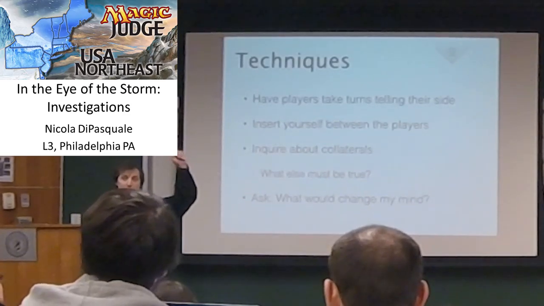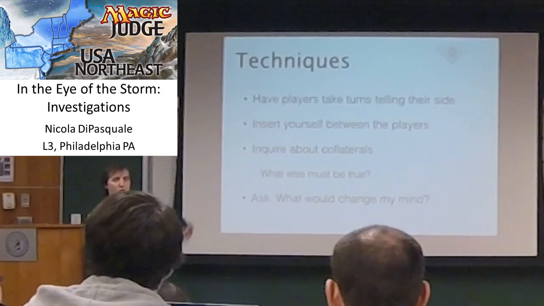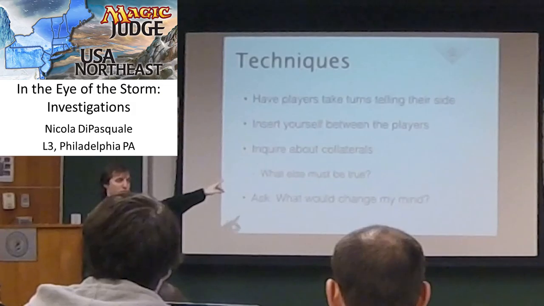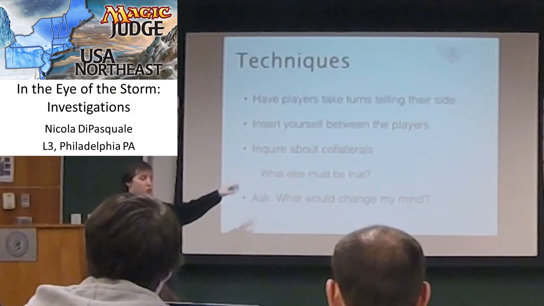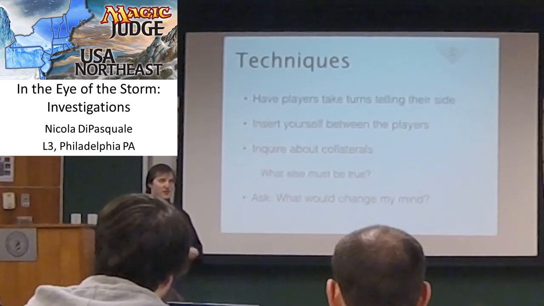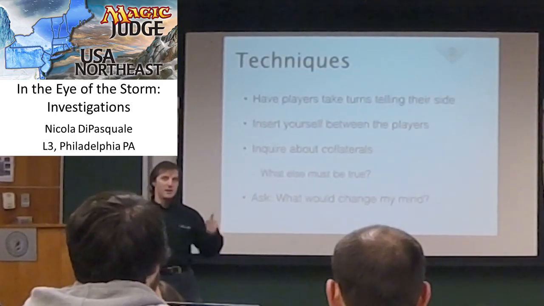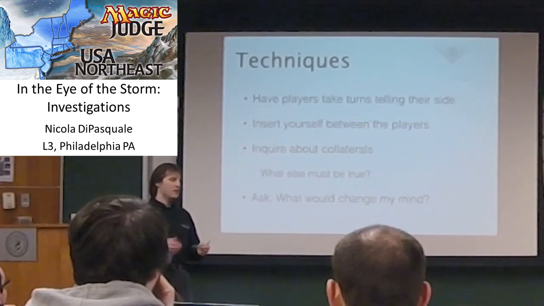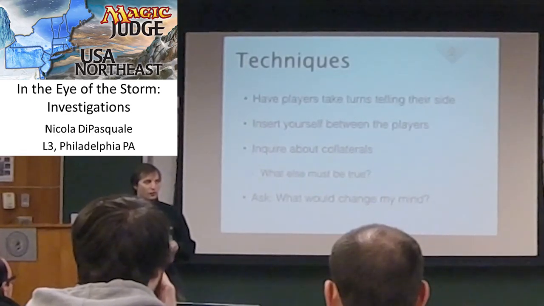So this one also goes back to the master Eric Shukan himself. We're going to inquire about collaterals. Okay? For reference, at the end of my talk, I have some references. Eric wrote three articles on this alone. So this is incredibly important. Okay? So the big thing to ask yourself with this is, what else must be true?